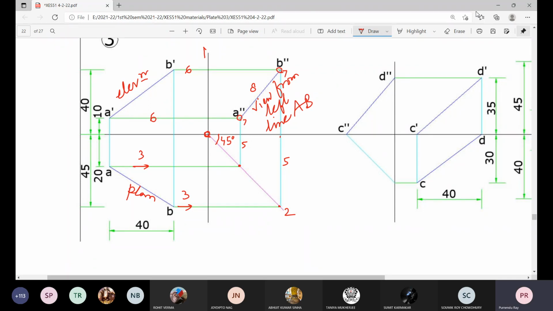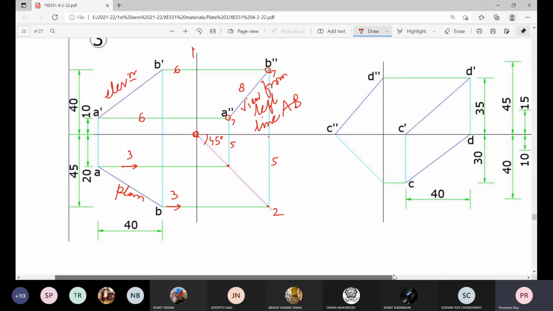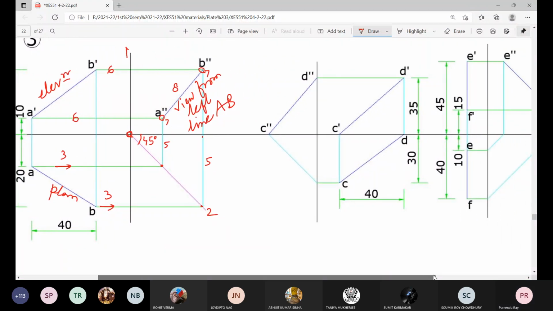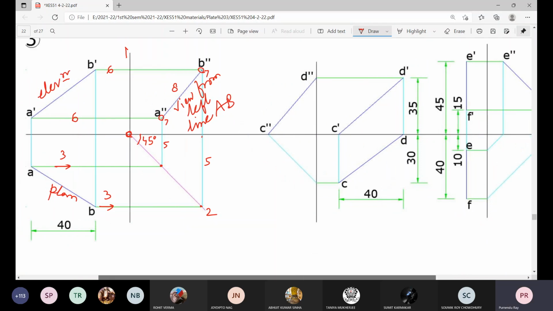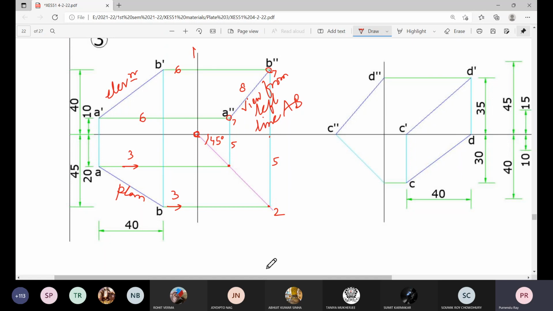Now next thing regarding second part. Second part, there is a line CD. Anyway, before going to second part, I will erase this information. Otherwise, it will make things clumsy.